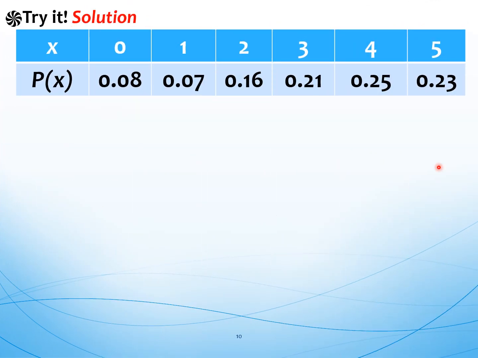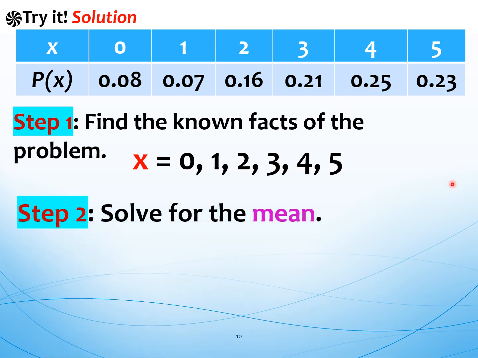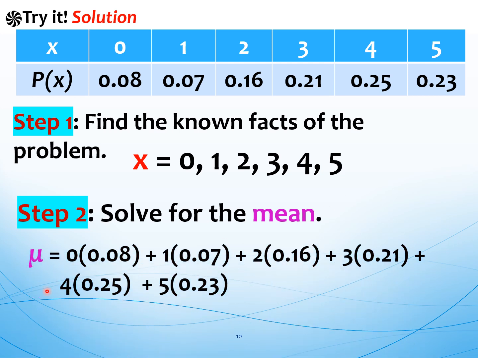Of course, we have the given. Step 1, find the known facts. We already have the facts. So x are 0, 1, 2, 3, 4, and 5. And how can we solve for the mean? Of course, using the mean formula.